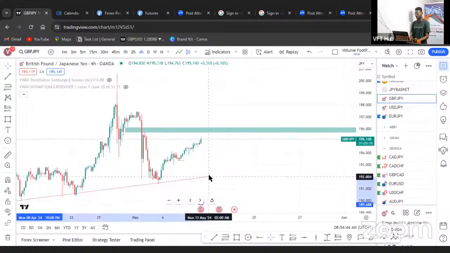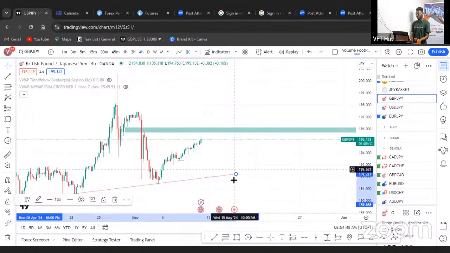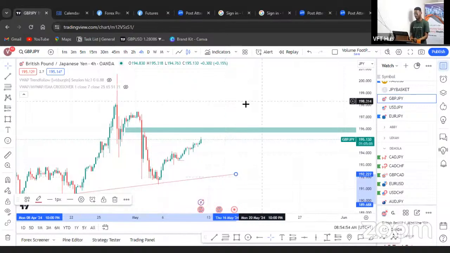Now, does that mean this particular trend line, if it's broken to the downside, then we know what that means, right? It's going to clear it all the way to the downside again.